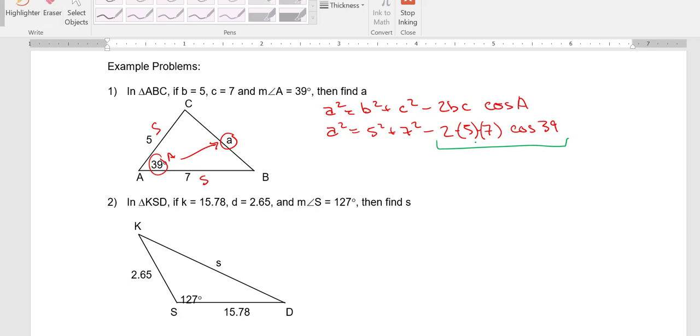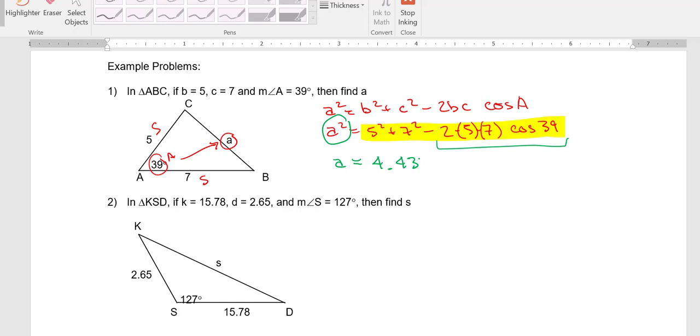And then the one thing you should always remember to do is to make sure that this is a squared and we're trying to find a. So whenever I enter it in my calculator to get that, I'm going to have to take the square root of it in the end. And so you're going to end up with 4.43 as your answer. So make sure you can do that. Sometimes the hardest part of these problems is actually just entering it properly into your calculators.